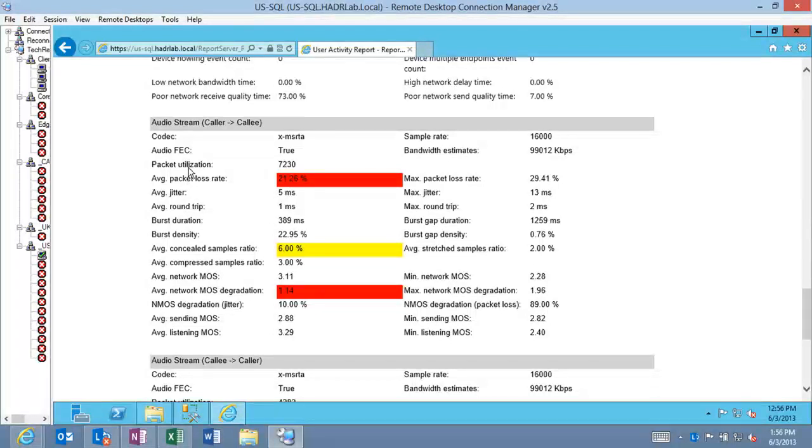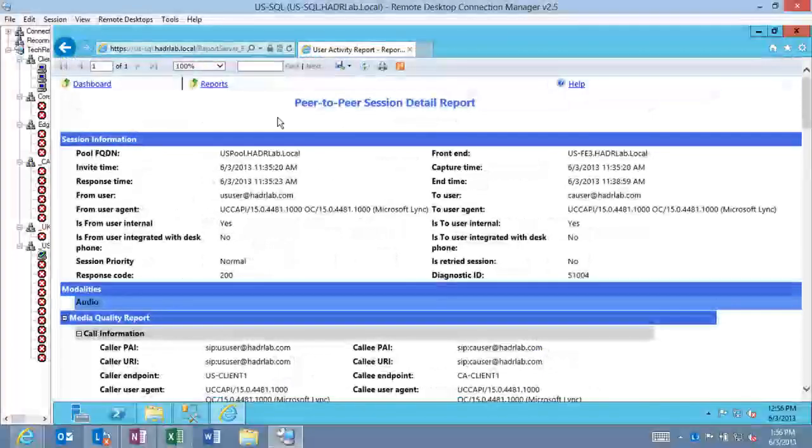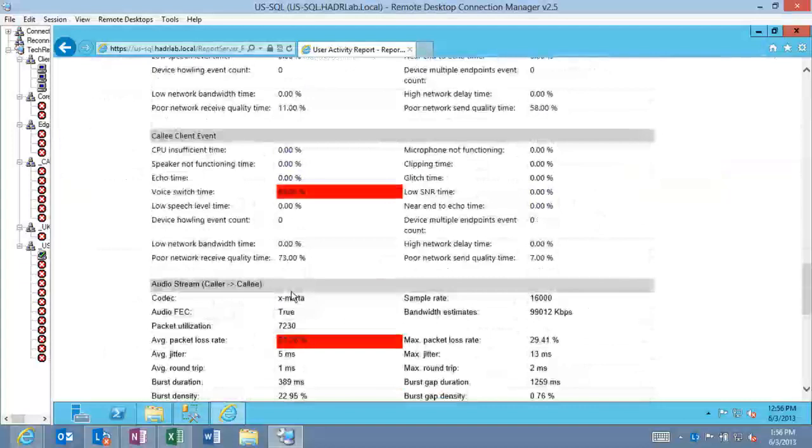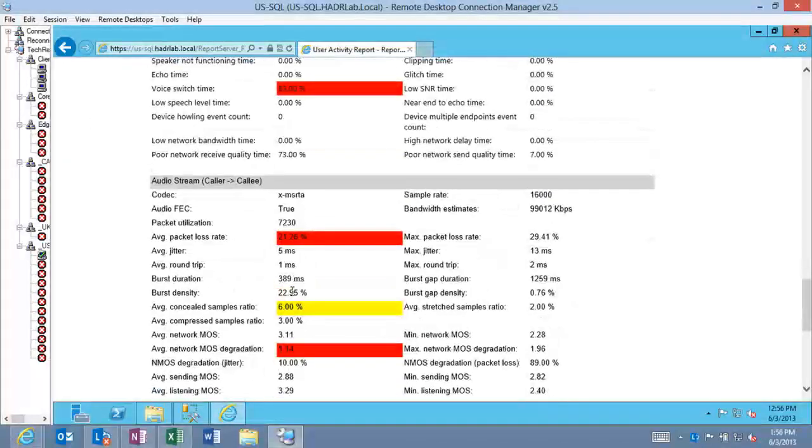So, Scott, earlier you talked about user-facing diagnostics. Yes. And how you might be able to use these reports to find out what the cause of that diagnostic was. Yep.